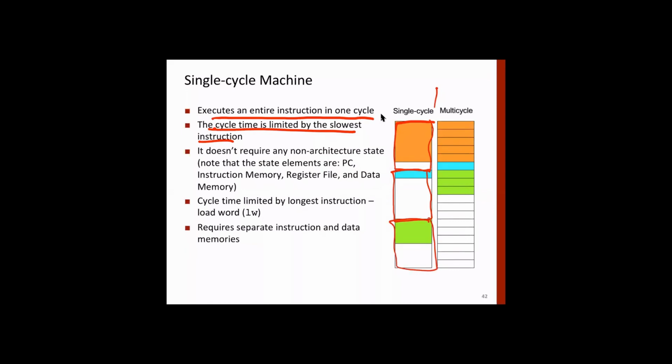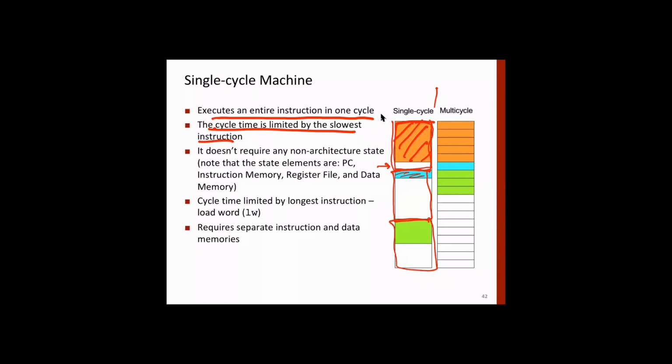In the orange, the instruction is executed, and still some time is left, because this time corresponds to the maximum worst-case execution time of any instruction. All instructions take the same fixed cycle time. So the second instruction takes just a very small part of that. However, this will require separate instruction and data memories.